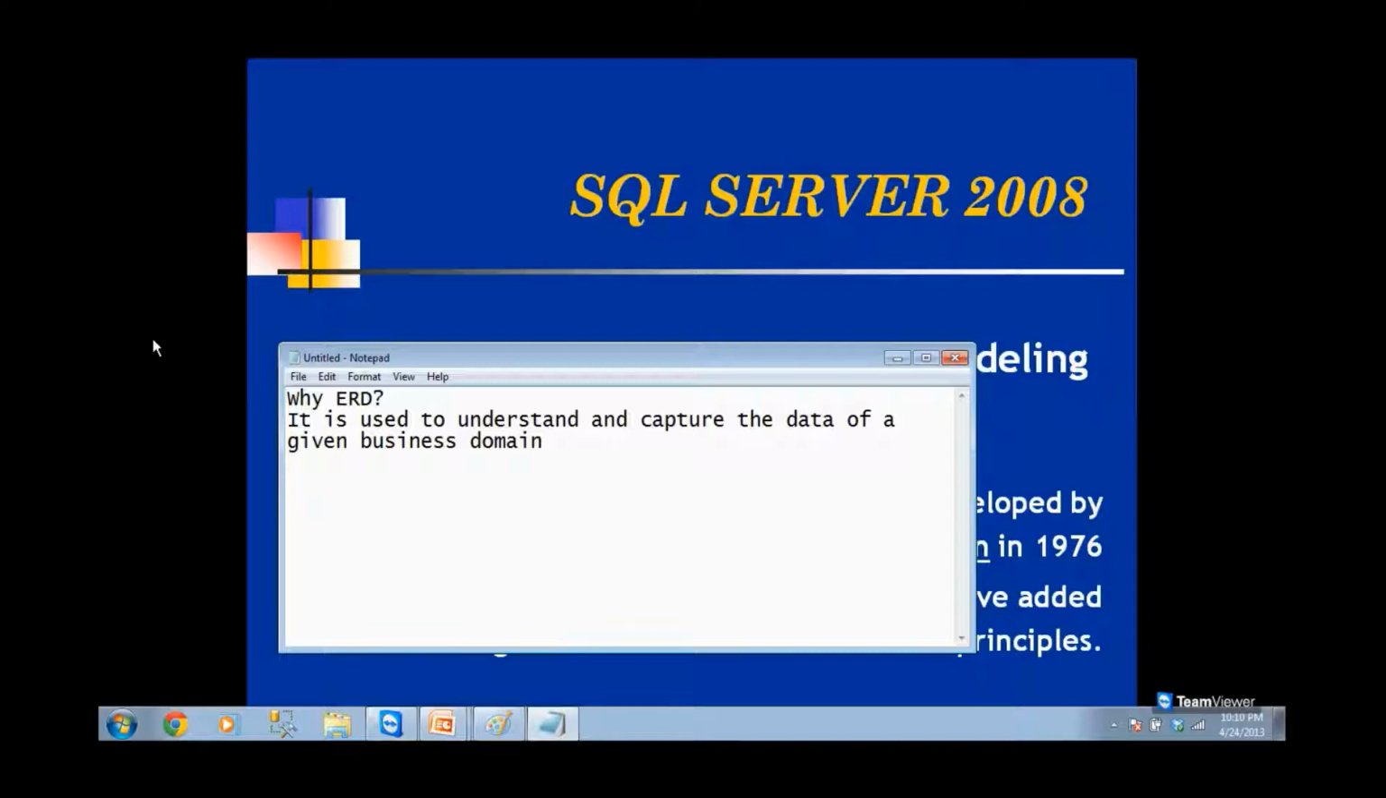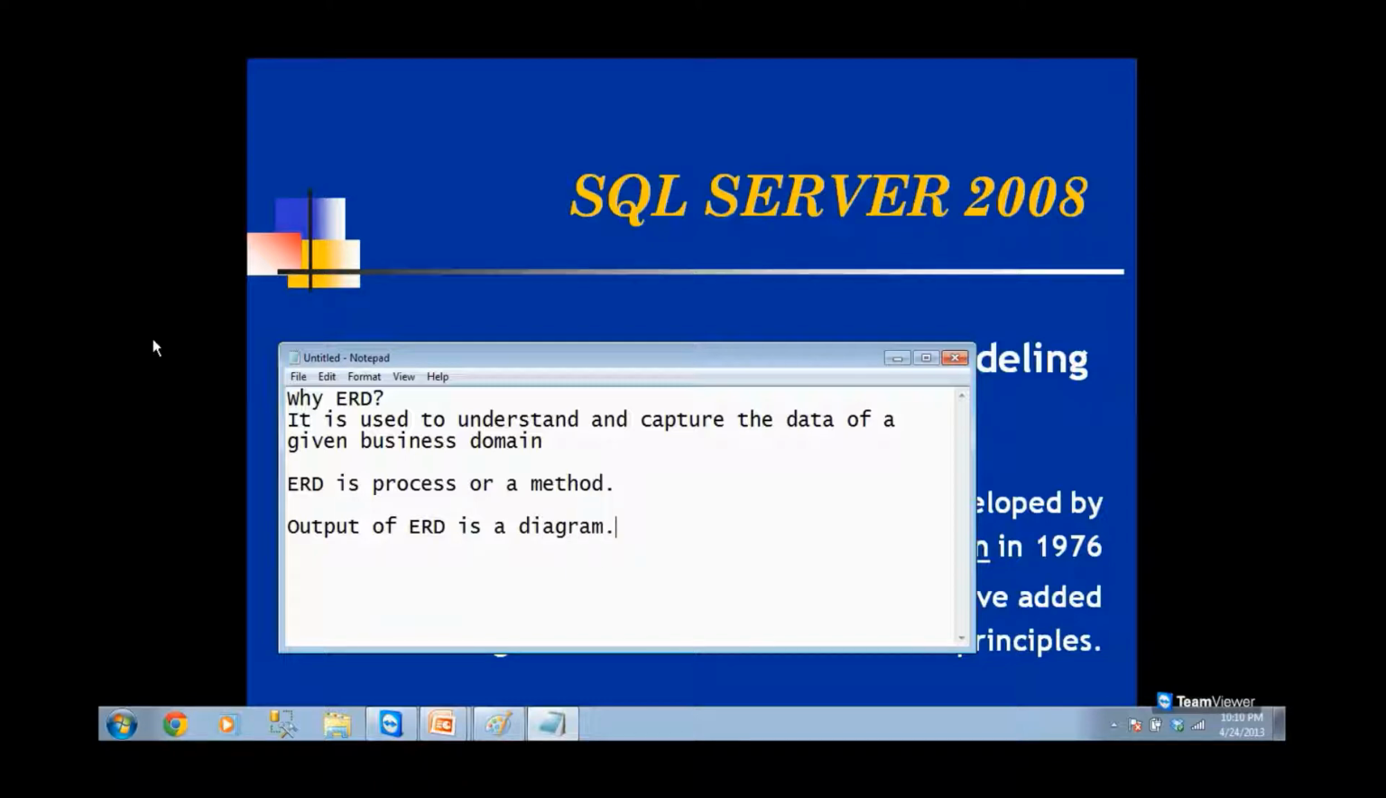Okay, ERD is a process. ERD is a method, not a software. ERD is a method, a process, or an approach. Okay, the output of ERD is a diagram.